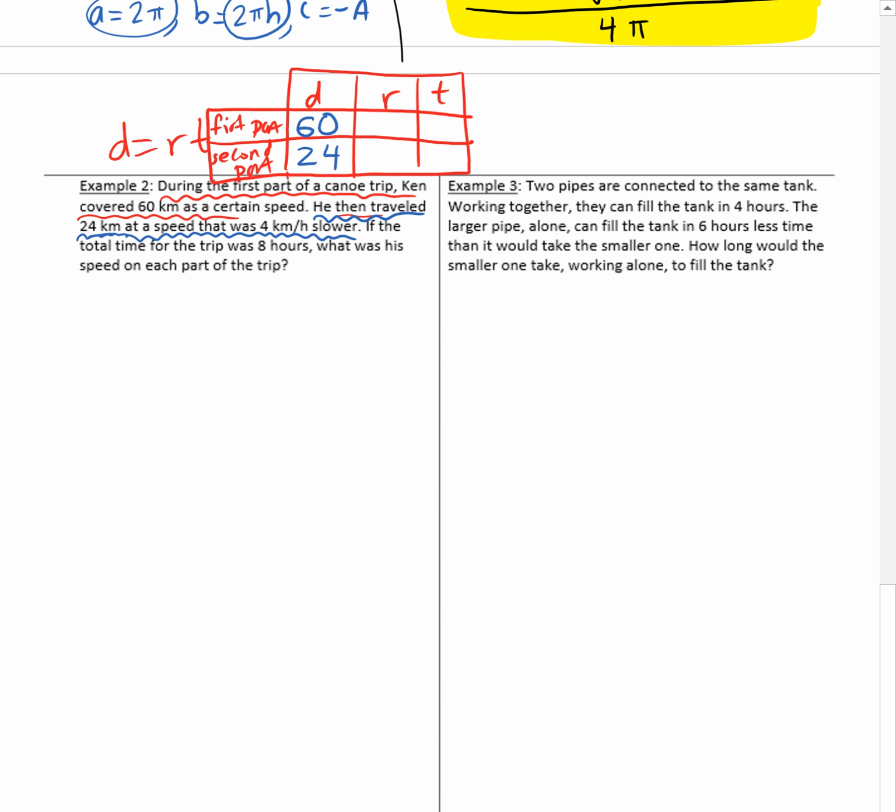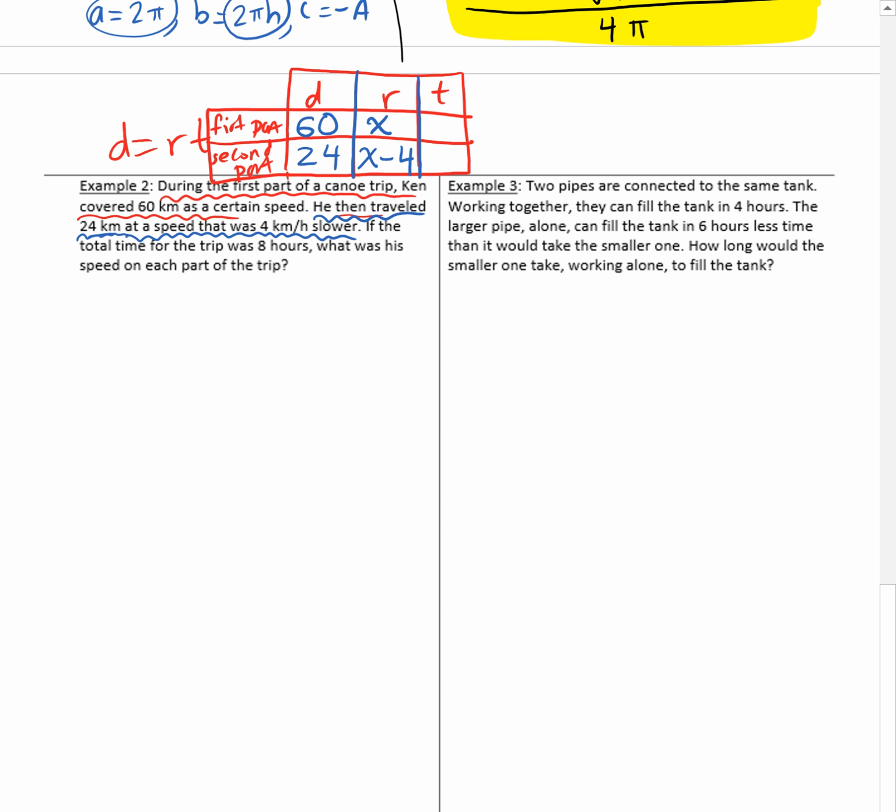So that means if we call his speed on the first part x, the speed on the second part was 4 less than that, or 4 slower, so it must be x minus 4. Because remember, rate and speed are the same thing. So his rate or his speed on the first part was x, or whatever you want to call it, r for rate, s for speed. The other part was 4 less than that, which means x minus 4. Alright, we got 2 columns filled in.